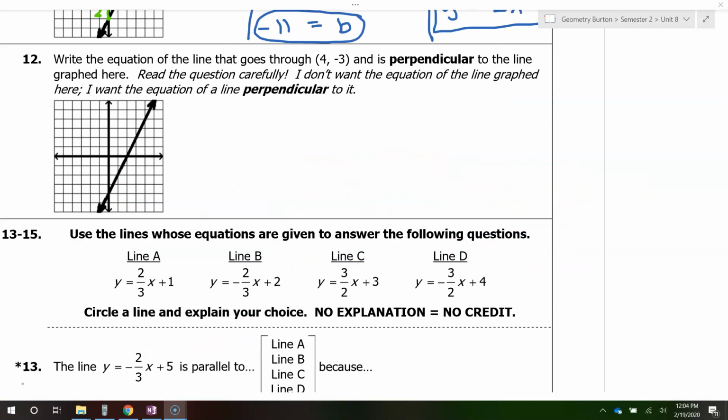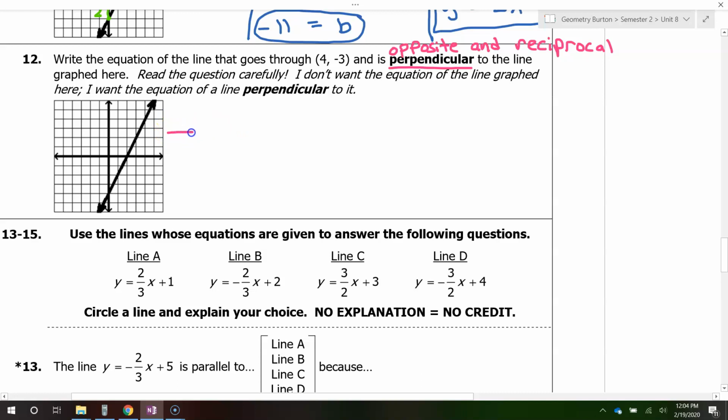For number 12, we are going to find the equation of a line that is perpendicular to this one and passing through this point. So perpendicular, we're talking opposite and reciprocal. All right, that is the key. When you see perpendicular, you should be thinking, oh, the slope will be opposite and reciprocal.